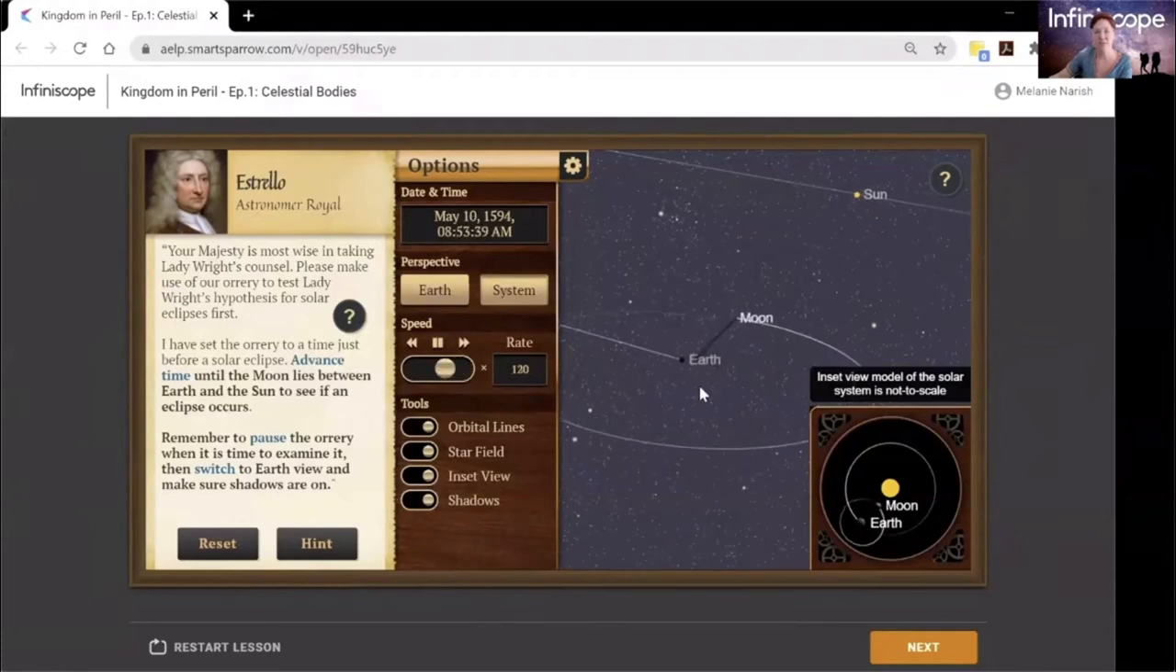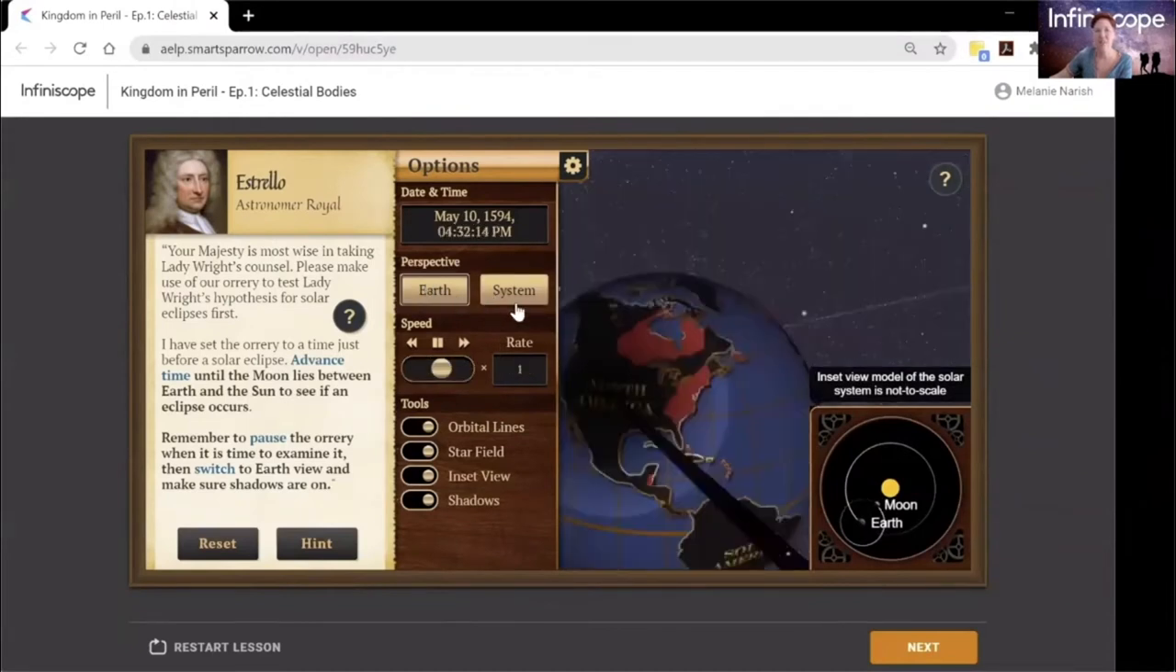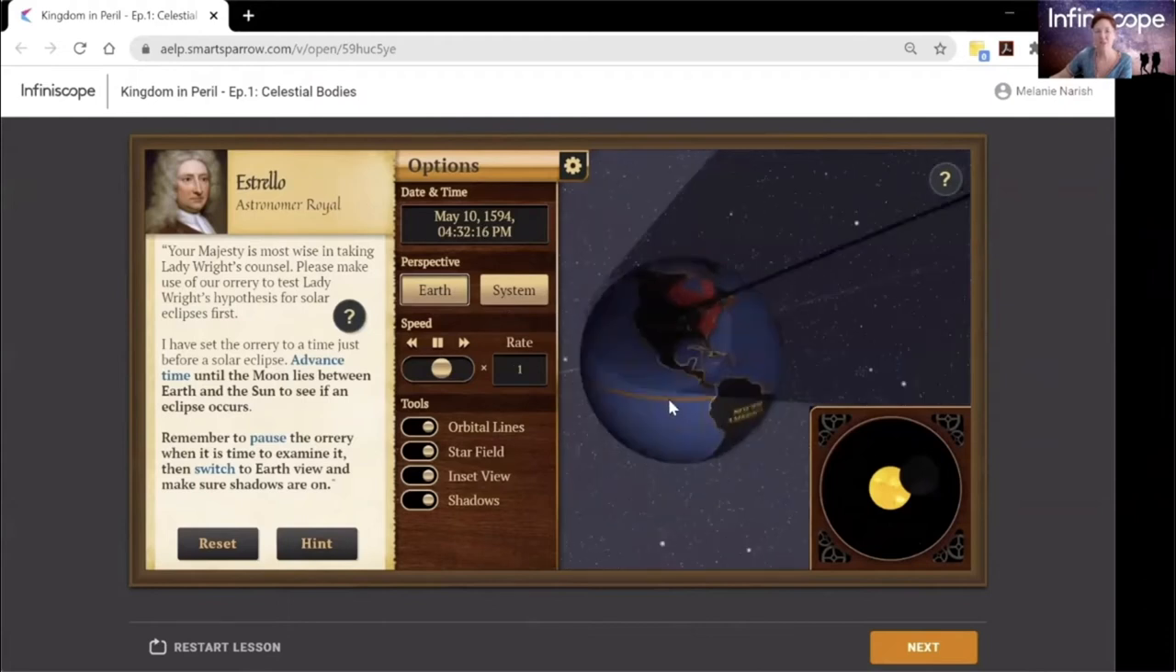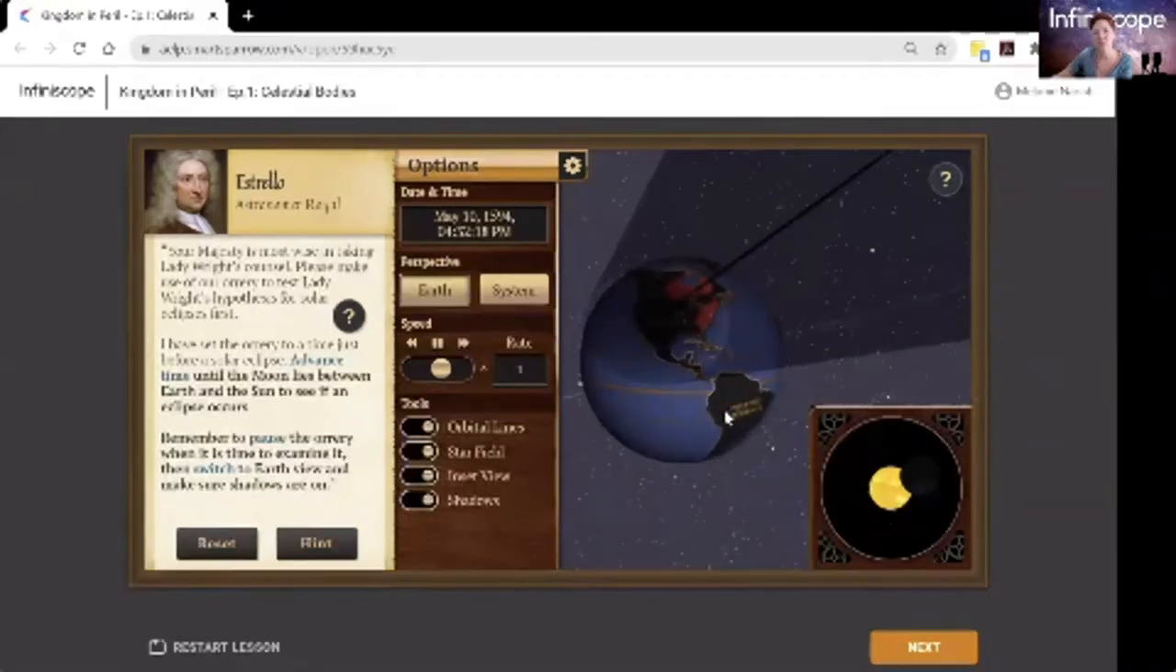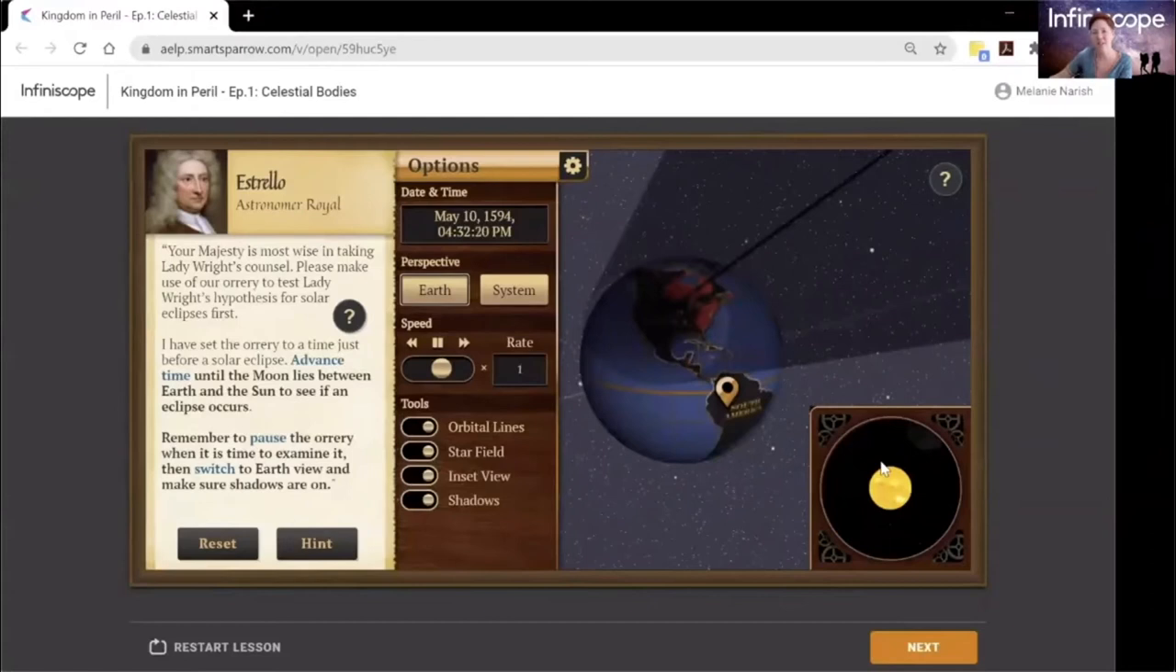And let's slow down and you could zoom in. You can see that shadow is getting closer. And now you could switch from the system view to the Earth view and click at different spots. So if I was in South America, this is what I would see when I was looking out.